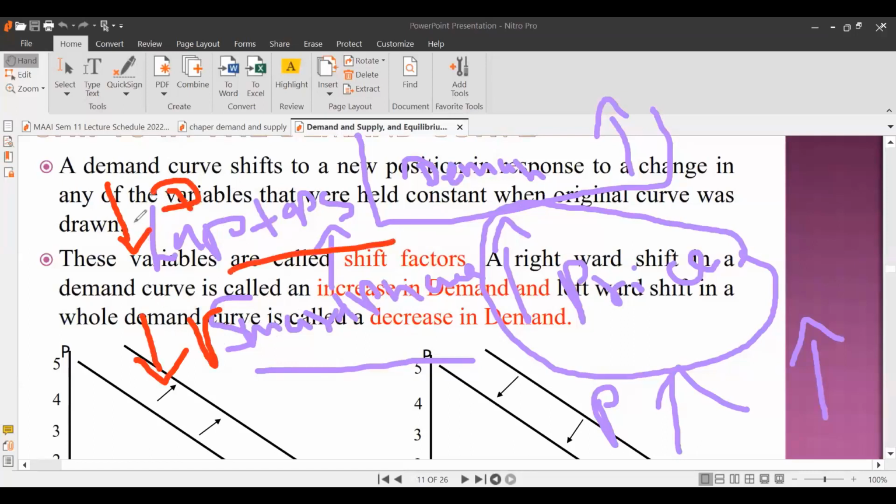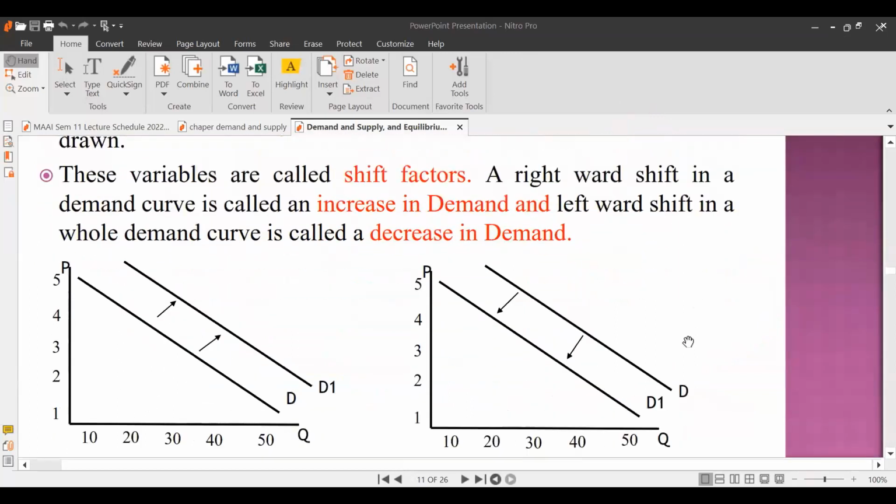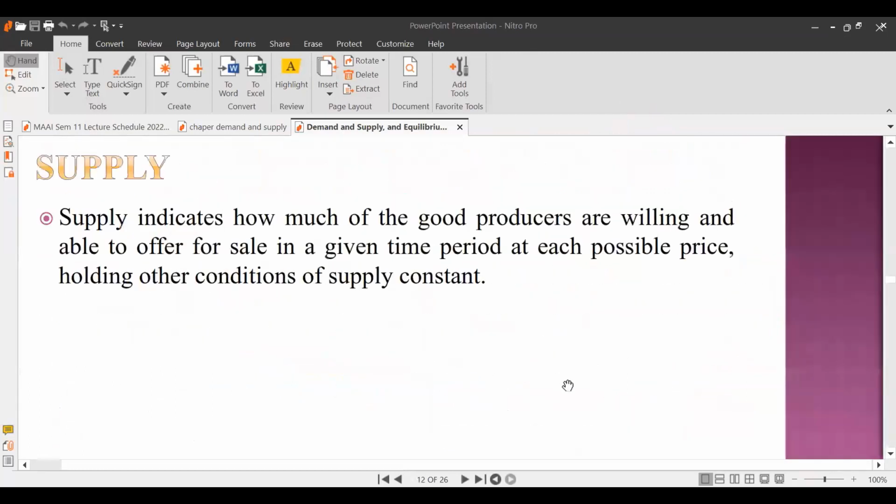In a similar way, there's a positive relationship between substitute goods. And likewise, there's a negative relationship between complementary goods. Right? So other than the price of the own good, if there's a change of other factors, we shift the whole demand curve to the right hand side or left hand side. Then we consider supply.